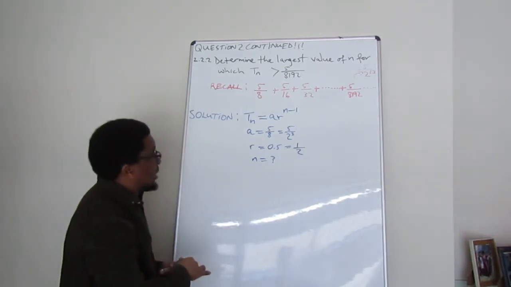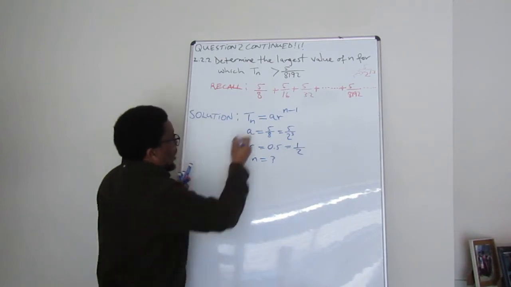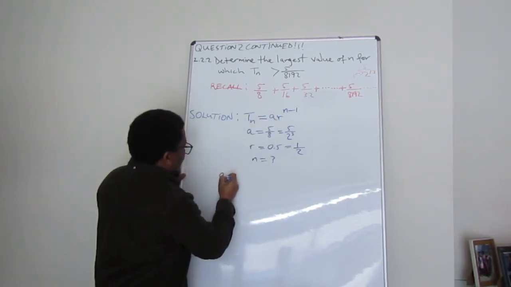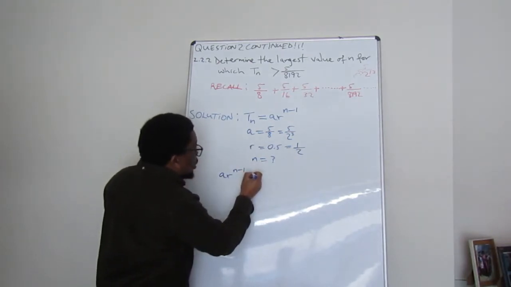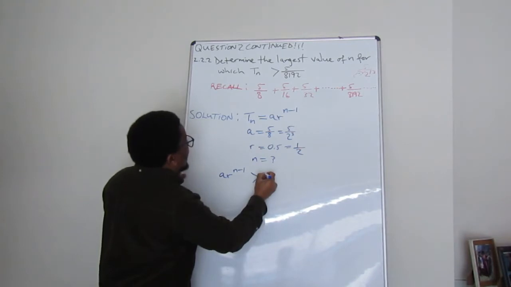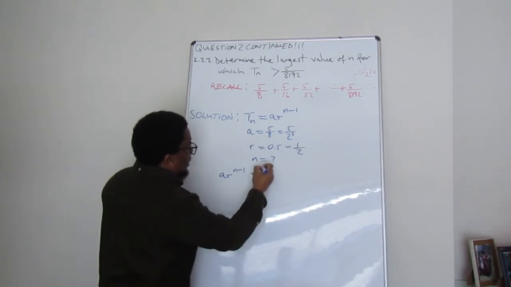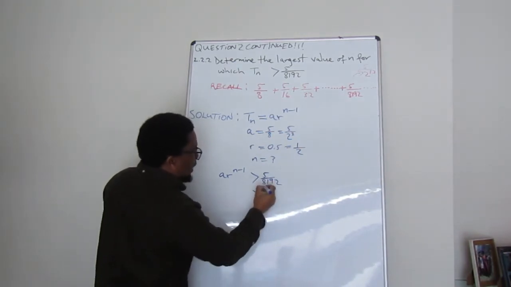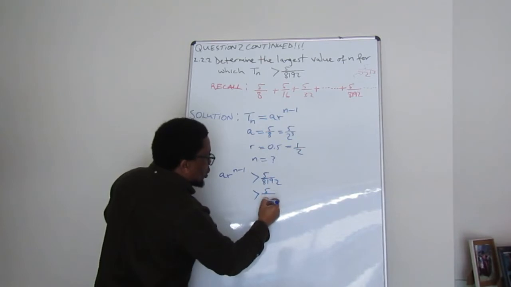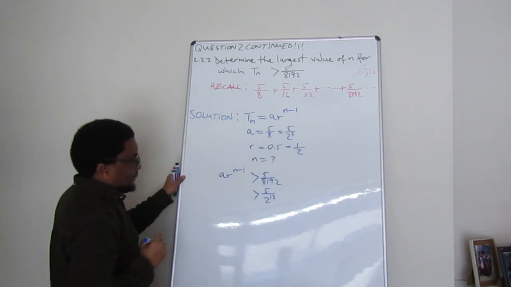Now let's go and attack the question here. Here I will say A R to the power N minus 1 needs to be greater than the value that I'm given for TN. It's supposed to be greater than 5/8192, which is 5 over 2 to the power 13. Then I just put it like that.